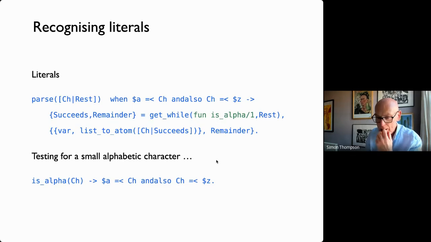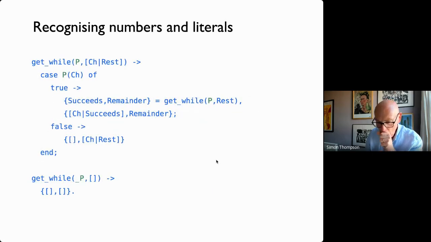Okay, so that gives us our answer there. And here's getWhile. You can see an example here: getWhile p from a list whose first element is ch and whose remainder is rest. It's a case of whether P holds of ch. So we apply P to ch, and it will be either true or false. If it's false, the answer is that there's nothing at the beginning, so the longest list of things with that property at the beginning is empty, and we just return the original list as the remainder.